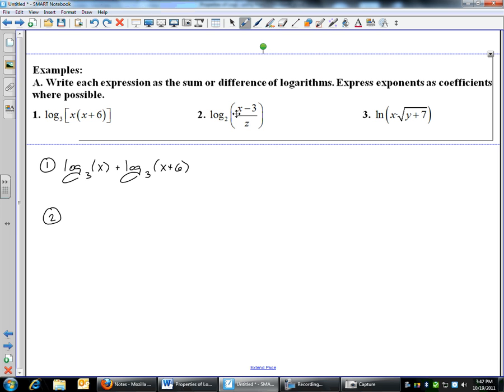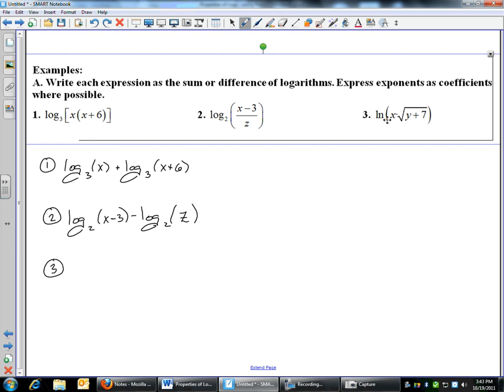Number 2, log base 2 of something divided by something. If you're dividing, then you split it into subtraction. So log base 2 of x minus 3, minus log base 2 of z. And that's all you can do. If it's division, you split with subtraction.